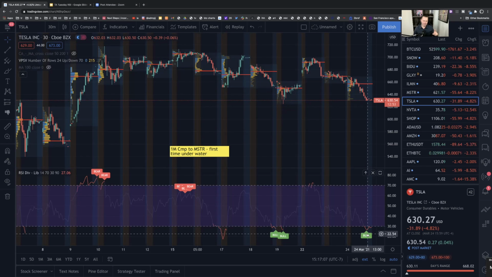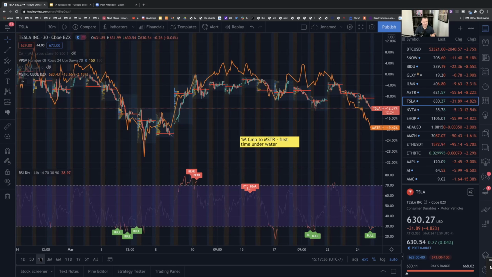Now, let's compare, just for giggles, how this compares to MicroStrategy. For the first time in a month, MicroStrategy has been oversold in relation to Tesla. And the reason I mention this is because back a couple of weeks ago when I entered the trade in MicroStrategy, on that wick down it hit 540 and Tesla hit exactly the same bottom of 540. But this is the first time that MicroStrategy has sold off more than Tesla.